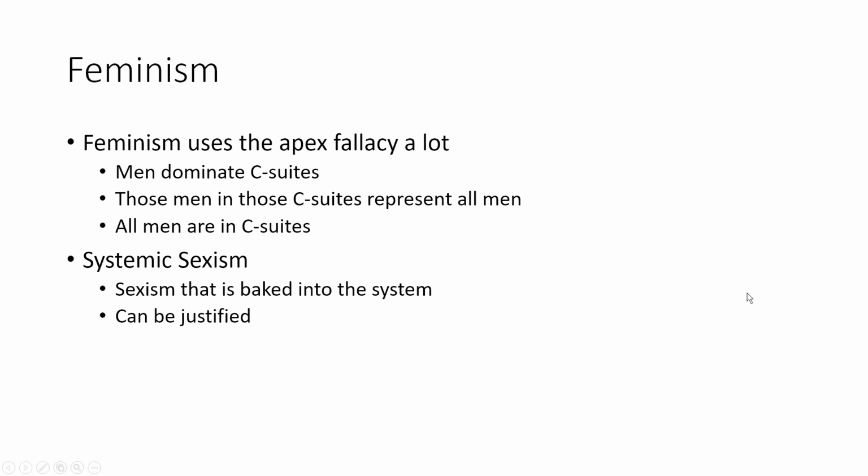Fuck it. Okay. Now, systemic sexism is something that women will then throw back at you, saying that, well, it's not just these men here; it's the entire system that is sexist. So that sexism is baked into the system. Well, if it's baked into the system, there's nothing we can really do about it other than suppress it. Now, how do you suppress it? I have no fucking clue. And systemic sexism can sometimes be justified if you have the data to back it up.